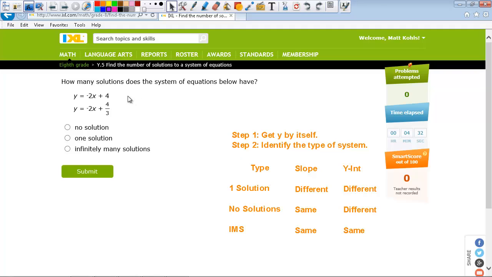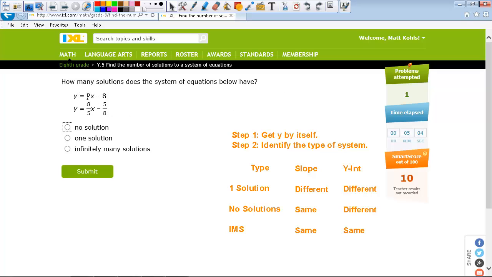So let's start with this first one. I'm going to look at the slope first. So the slope of both equations would be the number in front of the x, and it's the same. So I know that it's either no solution or infinitely many solutions. So I'll look at my y-intercept. And since the y-intercepts are different, I know that that has no solutions because it has the same slope but different y-intercepts.